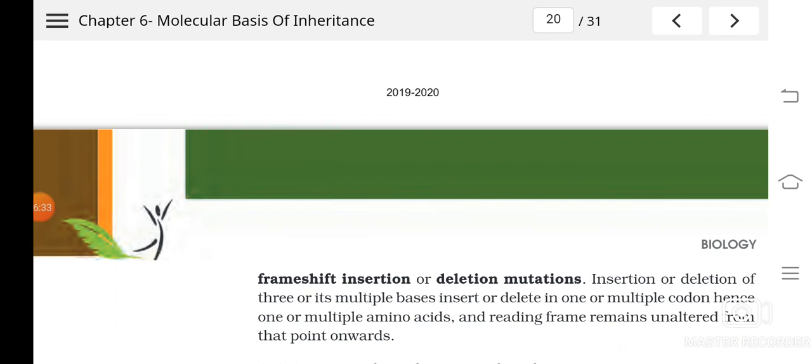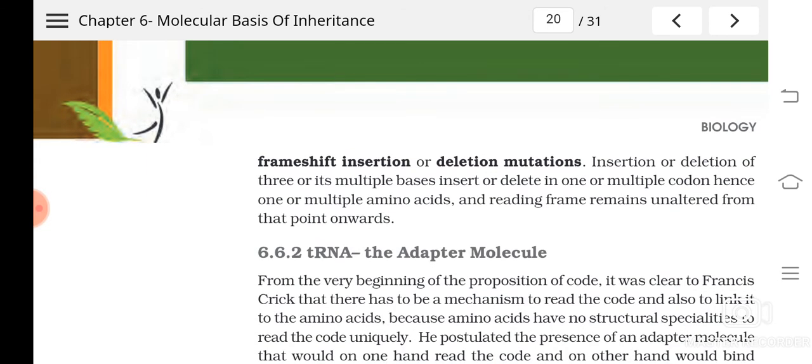Insertion or deletion of a particular nucleotide will change all the sequences from that point, from where they are added or from where they are deleted. From there, the entire sequence will get changed, and this is known as frame shift insertion or frame shift deletion mutations. Now it is very clear how it is forming, isn't it? How this insertion or deletion causes mutation in the cells, mutation in the organism. Is it clear to everyone?